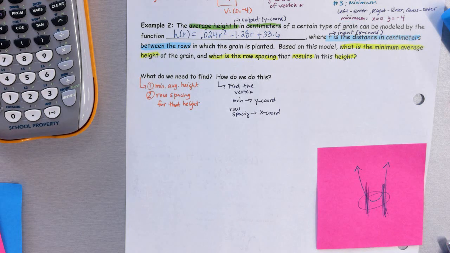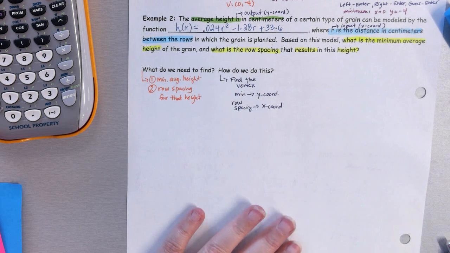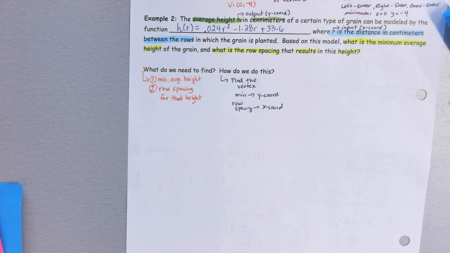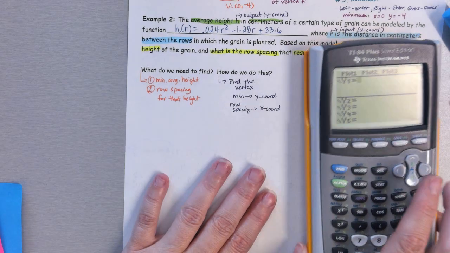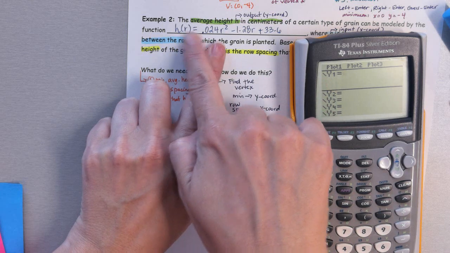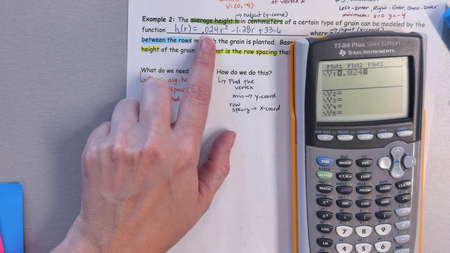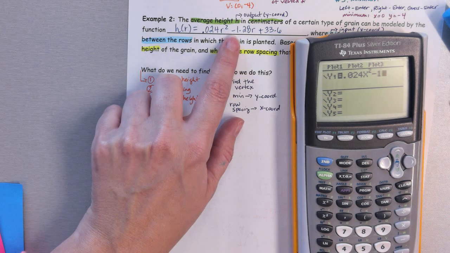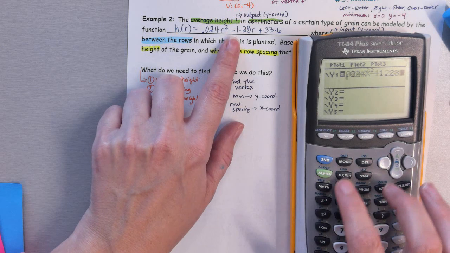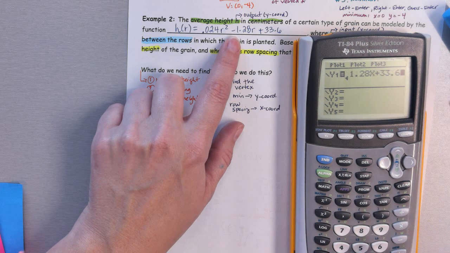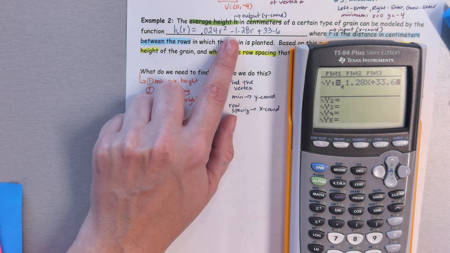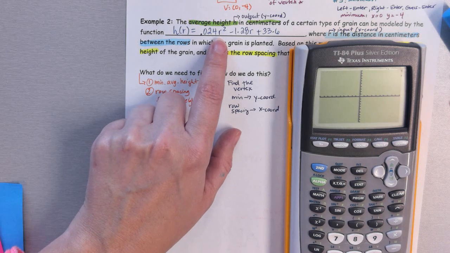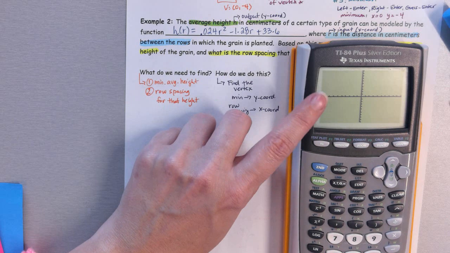Now there's a couple different ways that we could do this. We can use algebra. We can do the opposite of b over 2a, or we could use our graphing calculator. If I'm trying to use my graphing calculator, this h of r, that's your y equals, I would plug in 0.24 x squared minus 1.28 x plus 33.6. So I would plug in that function, but then when I hit graph, I have to find my window.